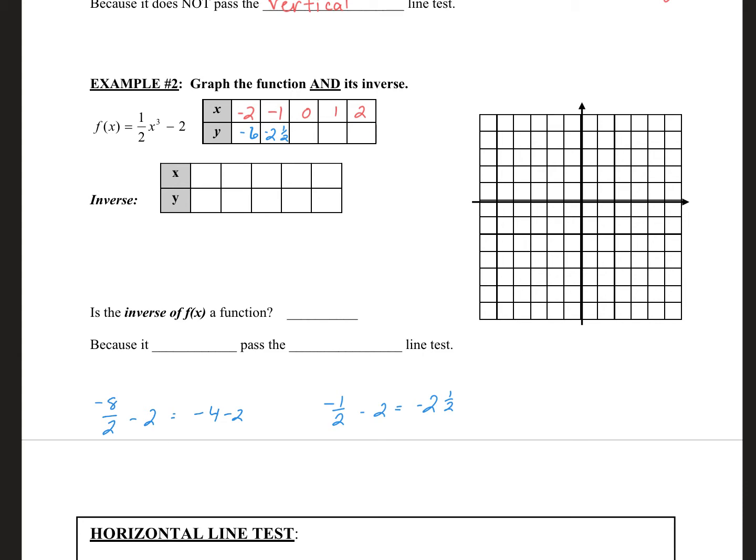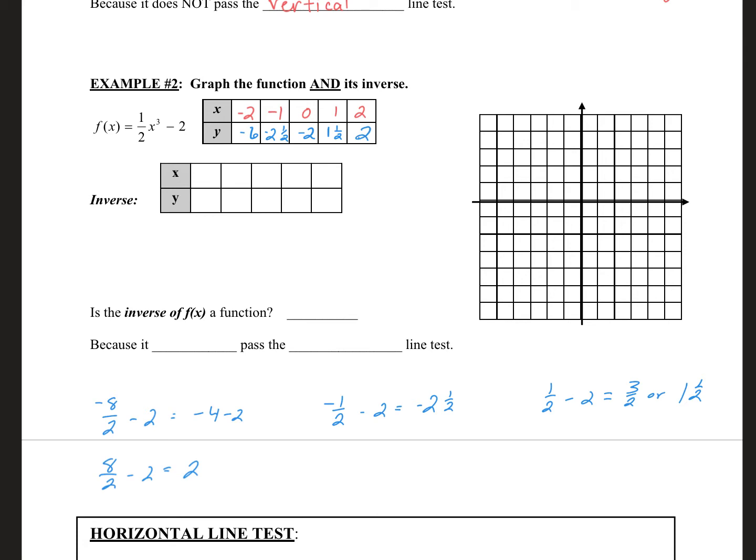Not a lot of work to be shown here when x is equal to 0. y is -2. And then when x is equal to 1, we're going to have positive 1 over 2 minus 2, and that's going to equal 3 halves, or 1.5, positive 1.5. And then when x is equal to positive 2, we're going to have positive 8 over 2 minus 2. 8 over 2 is 4. 4 minus 2 is 2.